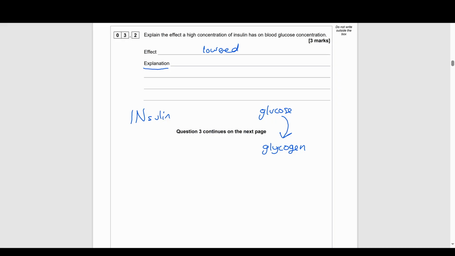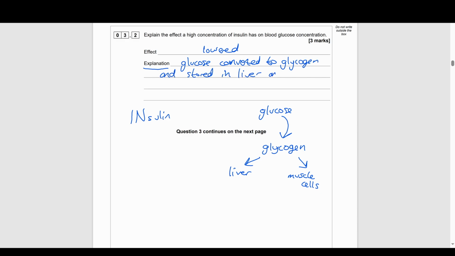So what's going to happen to it now is it's going to get stored, and it gets stored in two places: stored in the liver or stored in muscle cells for it to be used later. So that's what we need to say now. The glucose is converted to glycogen and it's stored in the liver and muscle cells. And that should be our 3 marks.